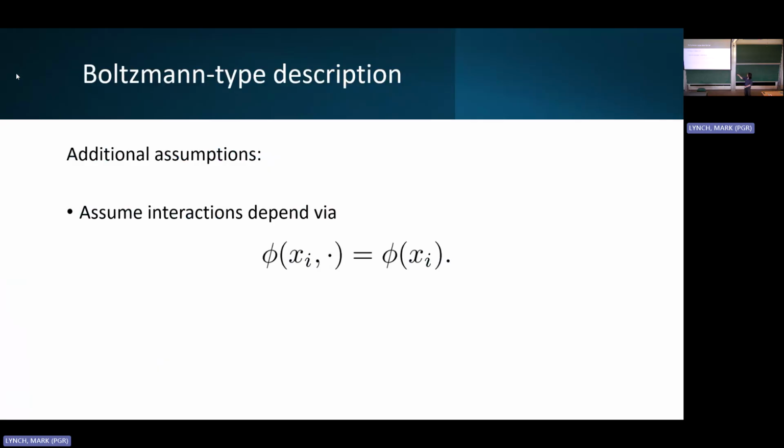First thing we're going to do is assume that 5xi xj is just 5xi. So how you're interacting with people only depends on where you are in the opinion spectrum. It's a bit limiting, but it makes the analysis a lot nicer. So that's what we're doing.